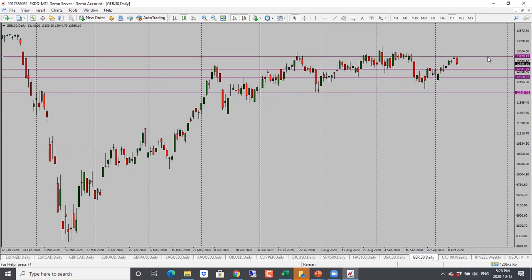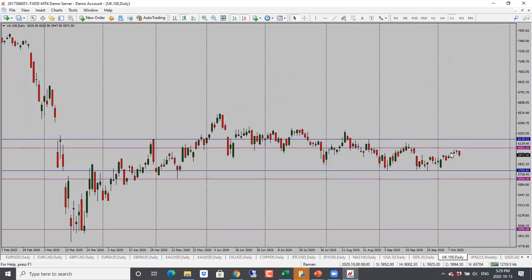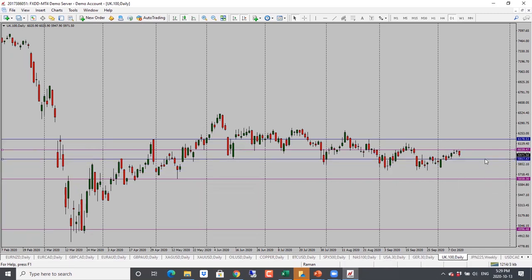DAX here, DAX is looking bearish. Nice bearish engulfing candle, so looking for a further drop here, 12,850 is the next level. FTSE also looking bearish. It wasn't able to go through the resistance here. Nice bearish engulfing candle. And then looking for a further drop here. First target is 5,900. So bearish bias for FTSE as well.